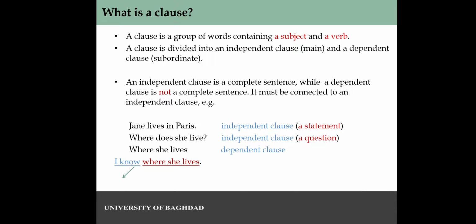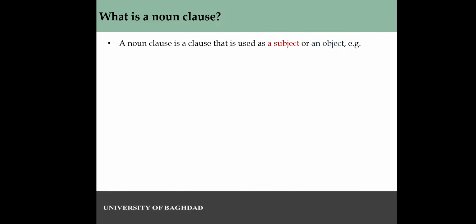So in this sentence we have I know as an independent clause, and where she lives is a dependent clause, which here cannot be used alone. It must be connected to an independent clause, to a main clause. That's why a dependent clause is called a subordinate clause, a secondary clause. It cannot be used alone. It should be used with a main clause to complete the meaning of a sentence. So this dependent clause is called a noun clause, which is the main topic of this unit or of this talk. So let's move to another slide.